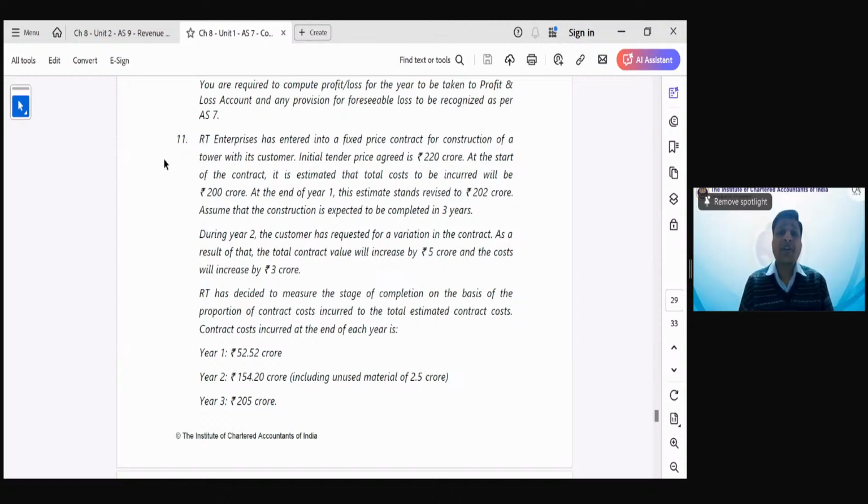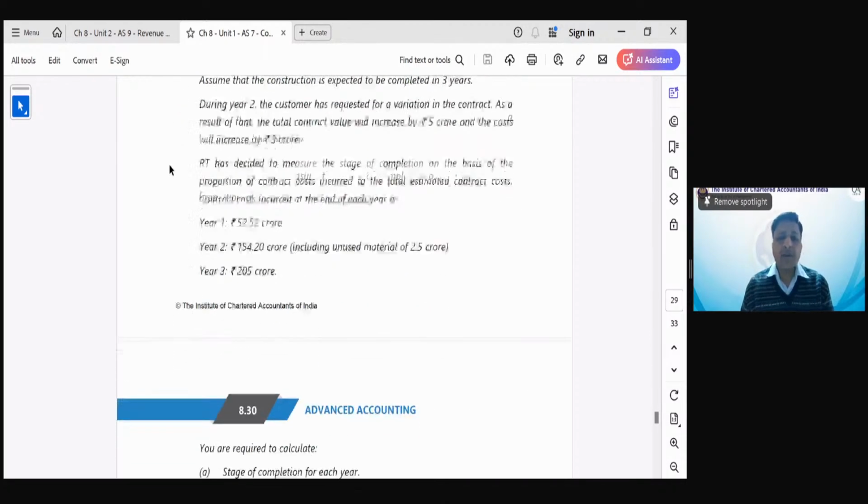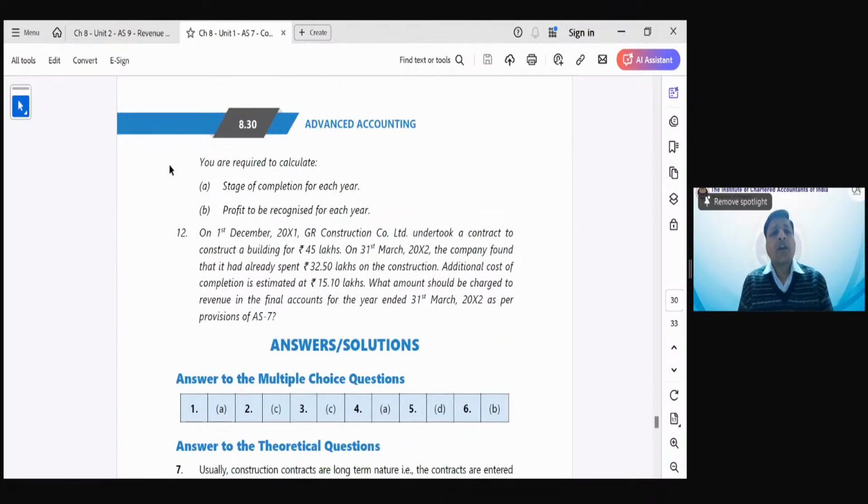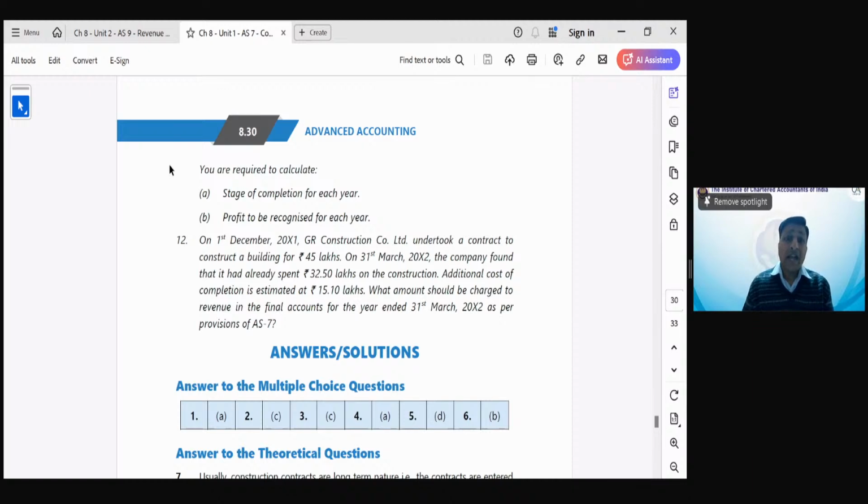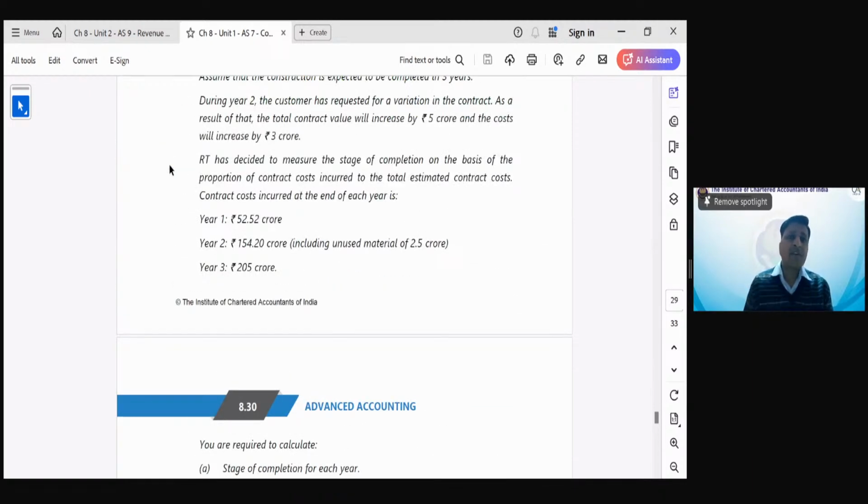And the cost which got revised to 202, that will also shoot up to 205. RT has decided to measure stage of completion on the basis of proportion of contract cost incurred, means actual cost divided by estimated cost. And you are also given actual cost at the end of year 1, 2, 3. You are required to compute two things. One, stage of completion, means percentage of completion. Second, profit for each year. I think a similar example we have covered in our previous session.